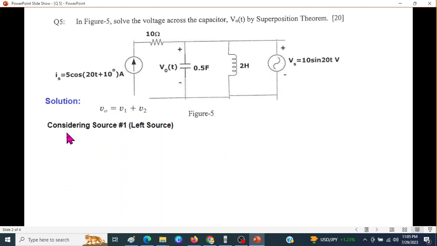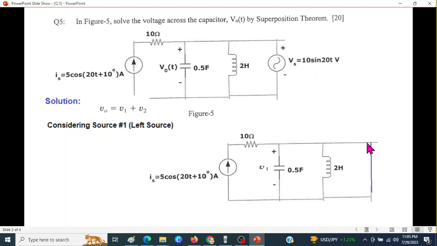Okay, so let's consider the left source first, and we put the other source at 0. And I hope you know that the voltage source is made 0 by short circuiting. So we short circuit the voltage source, it has become 0, and now we'll solve this circuit. And for ease, we convert the circuit from time domain to phasor domain.